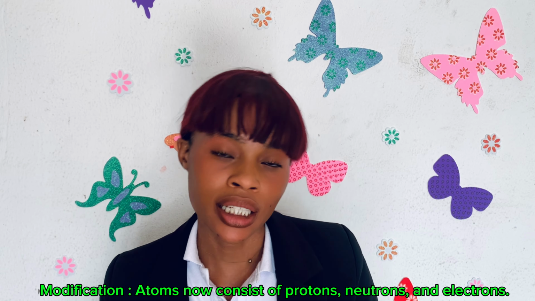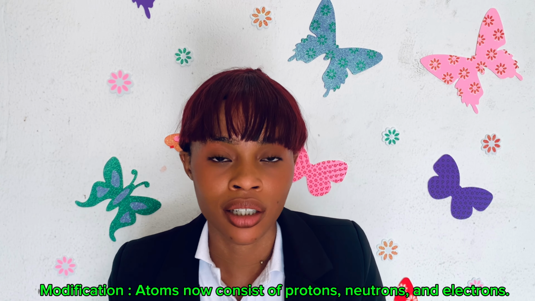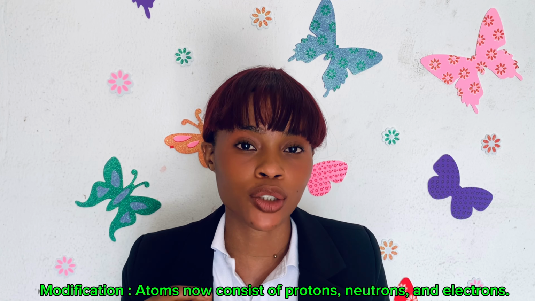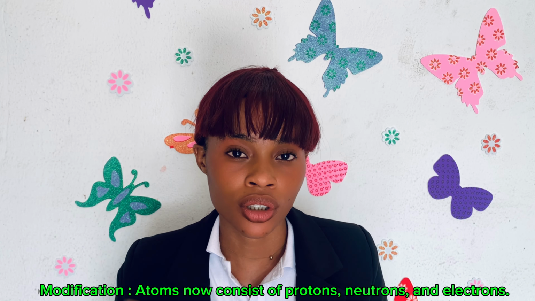Okay, now for the modification, it was later discovered that atoms are no longer indivisible. Indivisible means they cannot be divided. Okay, so it was found out that atoms can actually be divided into protons, neutrons, and electrons. So that was the modification of that theory. Atoms are no longer indivisible. They can actually be divided into protons, neutrons, and electrons. So that's the first theory.